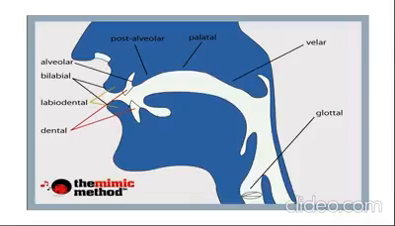Look at the diagram. Here the places of consonants are mentioned. The first in our throat is glottal, after that velar, after that palatal, then post-alveolar, and then alveolar, and bilabial means 2 lips, labiodental means lip and teeth, and dental is only the teeth.